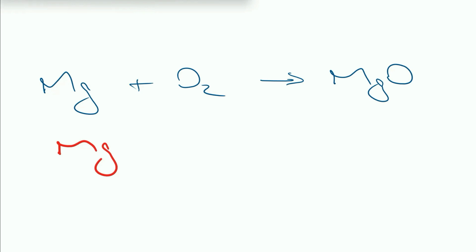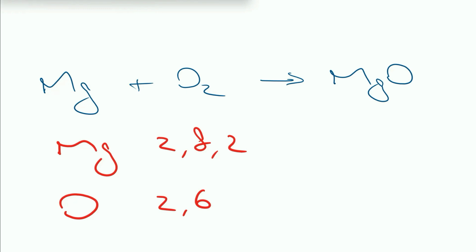Now, magnesium is number 12 on the periodic table. That says it has 12 protons. It will also have 12 electrons. So let's write down the electron arrangement of magnesium. There it is. We can do the same thing for oxygen. Oxygen is number 8. It will have 8 protons. It will also have 8 electrons. We write the electron configuration, and there it is.